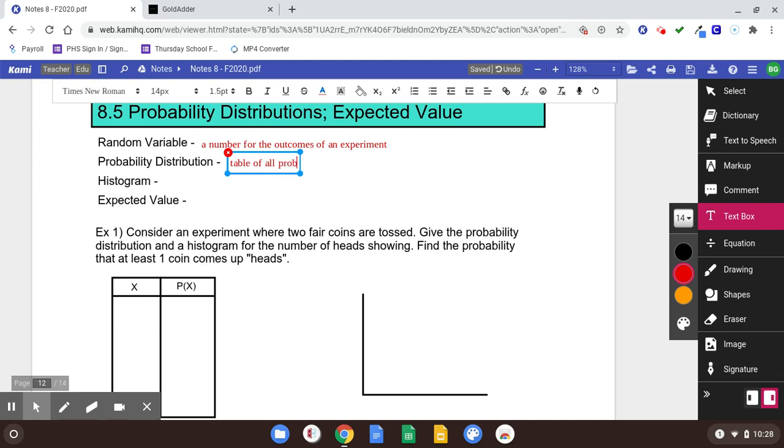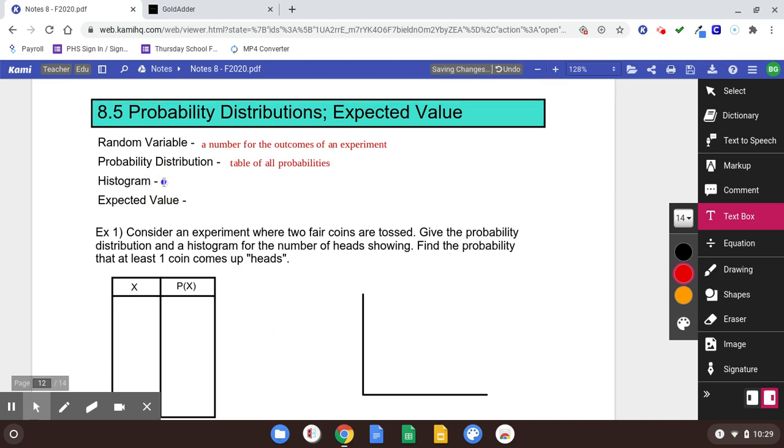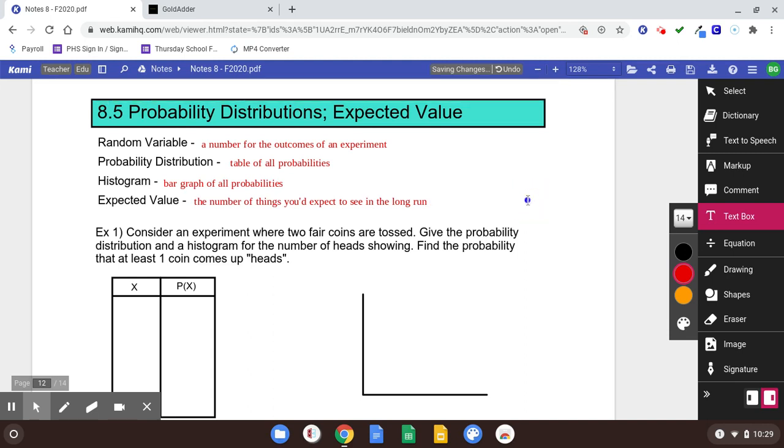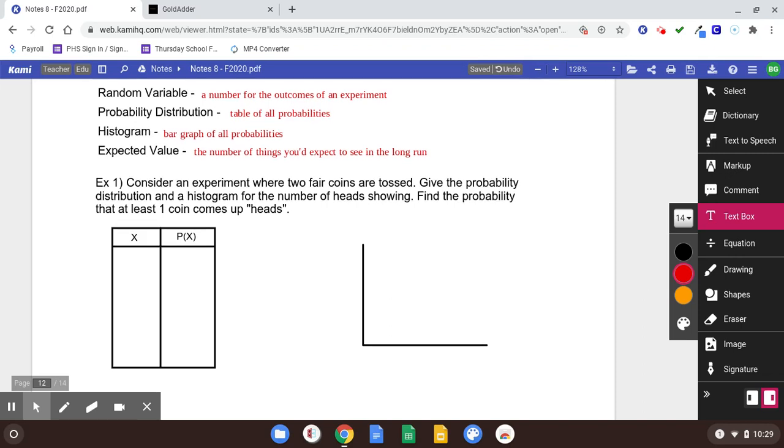A probability distribution is a table of all probabilities. A histogram is a bar graph of all probabilities. An expected value is the number of things, or whatever we're talking about in the problem, that you'd expect to see in the long run. So get those definitions, learn those definitions. You need to know what those things mean.